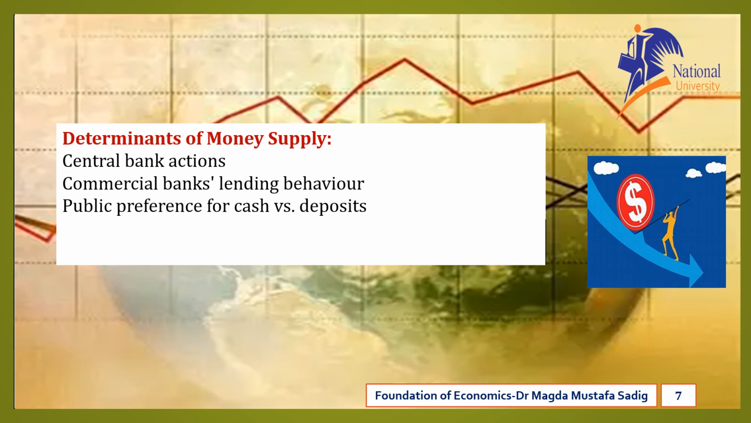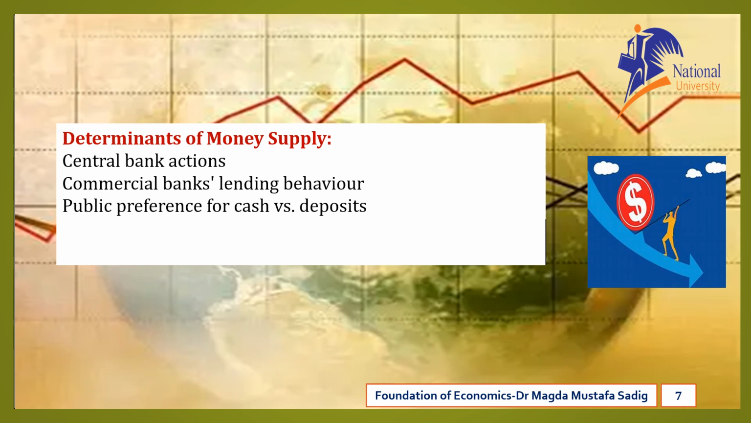The third, public preferences for cash versus deposits. The third factor is the public's behavior, how people choose to hold their money. If people prefer to hold cash, less money stays in the banking system, which limits the banks' ability to create credit. If people prefer to keep their money in bank accounts, banks have more funds to lend, increasing the money supply. So this factor reflects trust in the banking system, interest rates, and economic conditions.